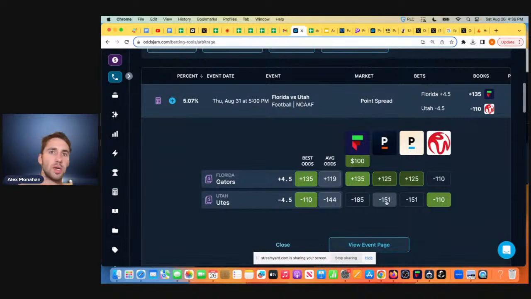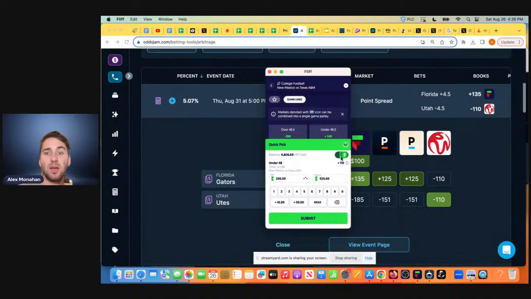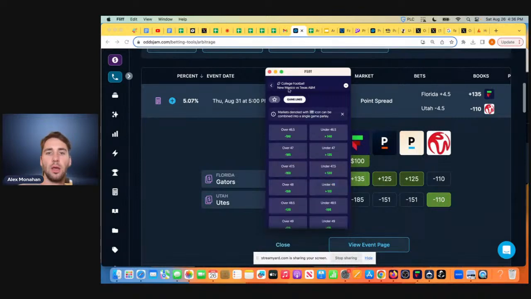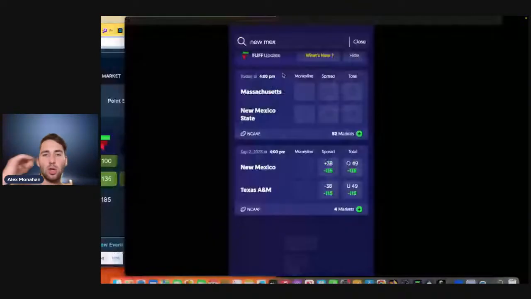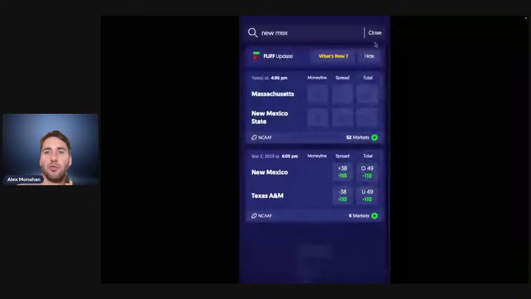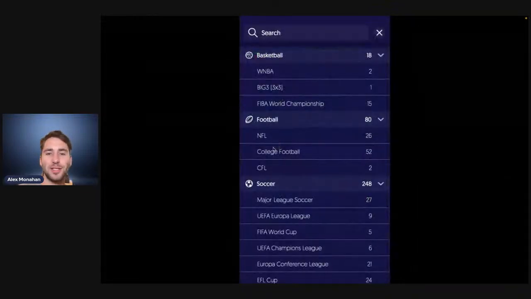So long story short, when these sportsbooks' models get really out of sync with one another, you can put on two bets on equal and opposite outcomes and make a risk-free profit. And I know it's crazy. It sounds crazy. It seems too good to be true.